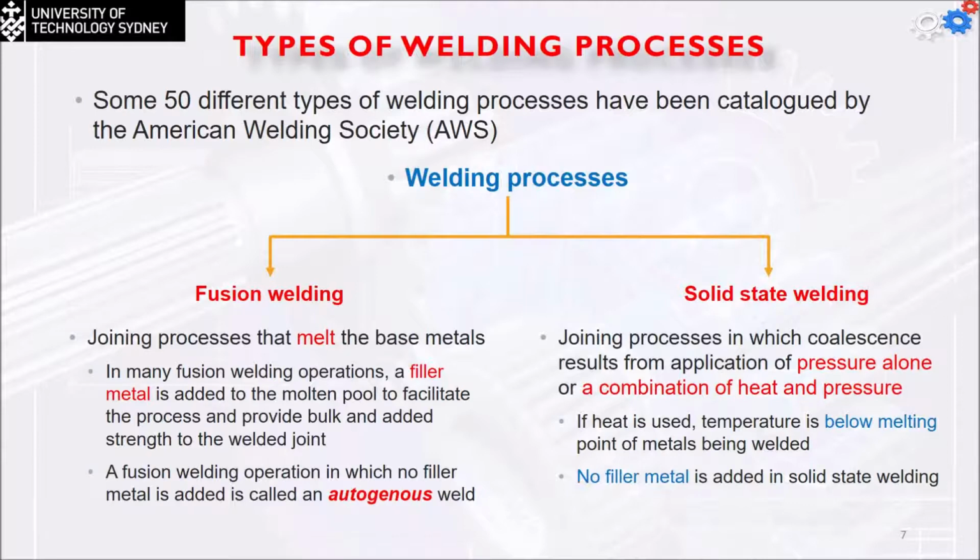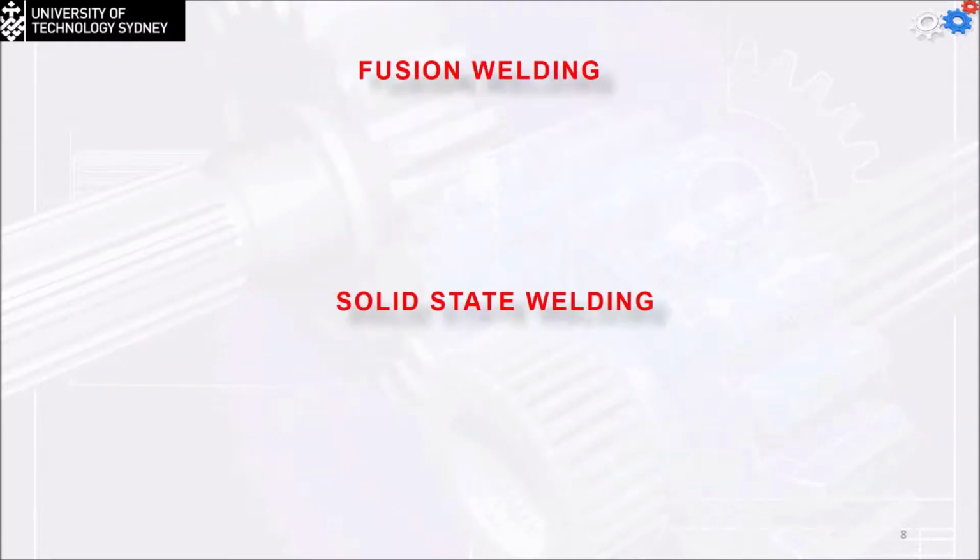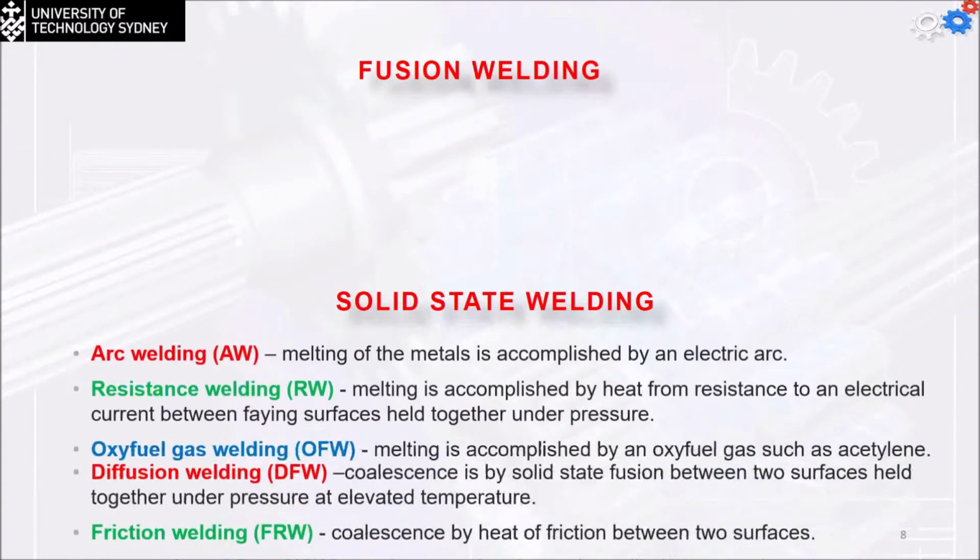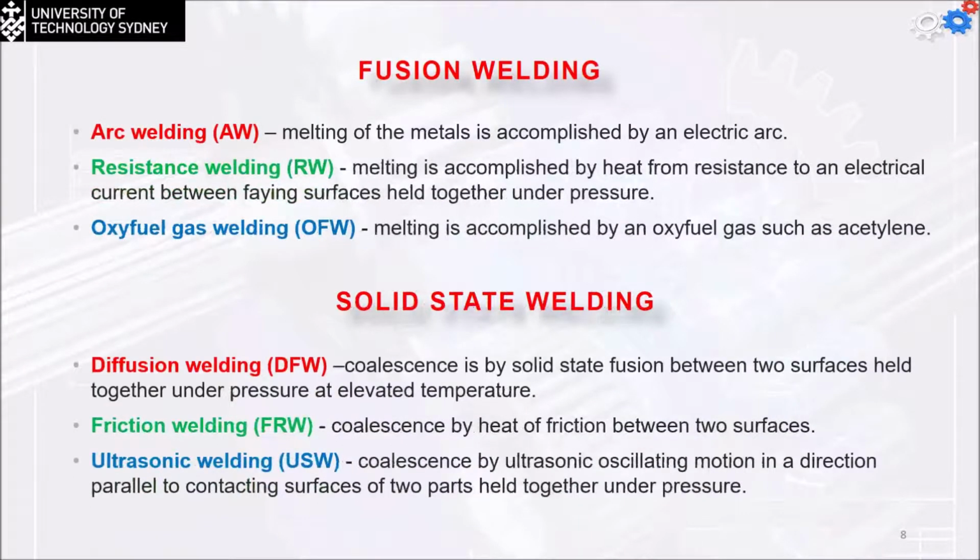So fusion welding includes arc welding, where the melting of the metals is accomplished by an electrical arc. We can have the resistance welding type, where the melting is accomplished by the heat from the resistance to electrical current between the faying surfaces that are held together under pressure. And we have oxy-fuel gas welding, where the melting is accomplished by an oxy-fuel gas, such as acetylene; the chemical reaction generates the heat for welding.